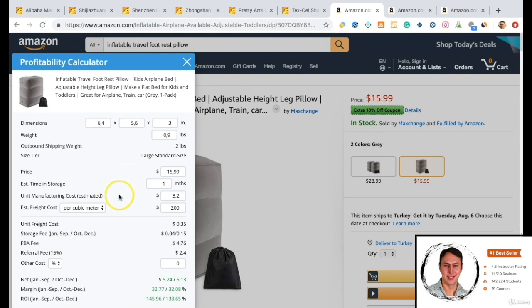The manufacturing cost and the shipping cost, there are 2 sections. You should fill the blank with the price that you take from the supplier. It is on unit price, of course. After filling the blank, you can see the profit analysis. If you get a good profit, you can take the product.